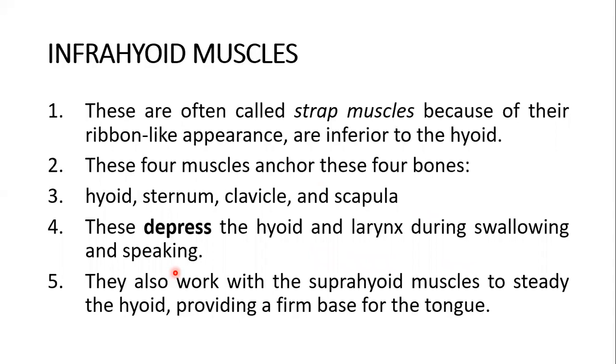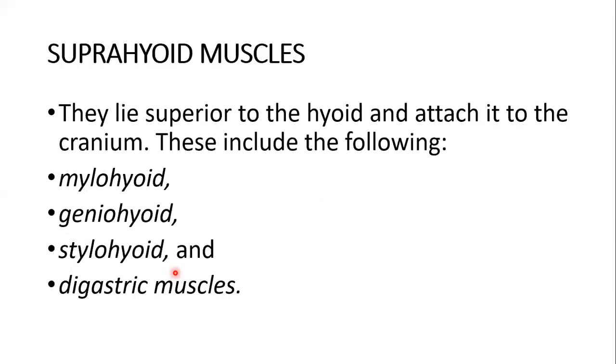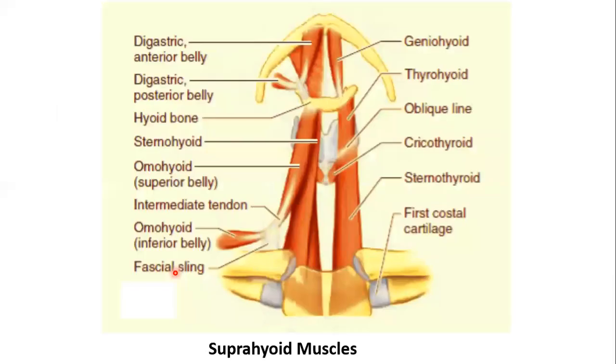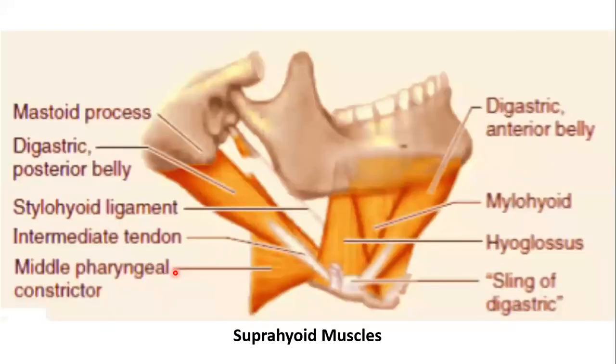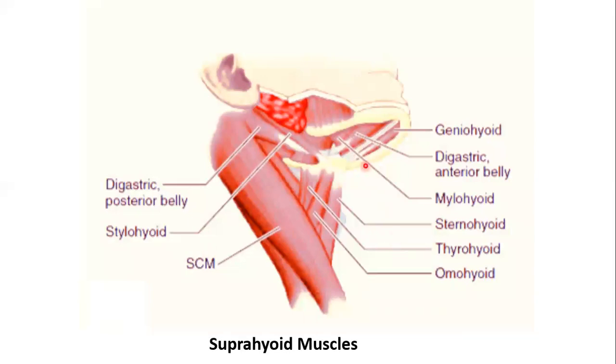And just a few words about the actions, collectively and individually as well. The main action of the mylohyoid is that it elevates the hyoid. Mylohyoid elevates the hyoid, floor of the mouth and tongue during swallowing and speaking. So this is the function of the mylohyoid. To repeat, it elevates the hyoid, floor of the mouth and tongue during swallowing and speaking. And what about the geniohyoid?